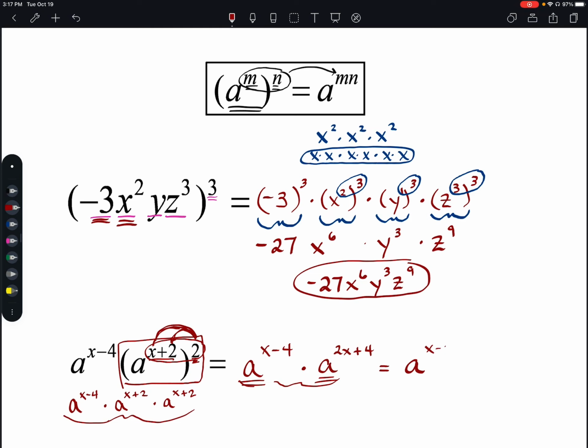So we'll say x minus 4 plus 2x plus 4. And I don't really need grouping symbols because we're adding. So then we'll just go ahead and combine our like terms. We've got an x and then 2 x's. So we'll add those together to get 3x. So a to the power of 3x. And then we've got a negative 4 plus a positive 4. So those are going to cancel out. So we're left with just a to the power of 3x.